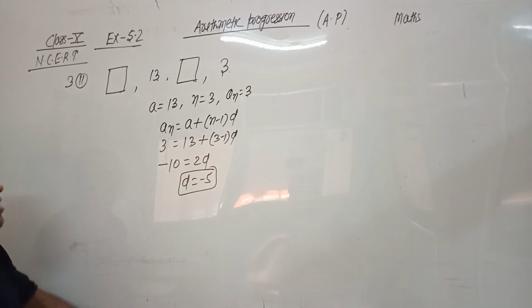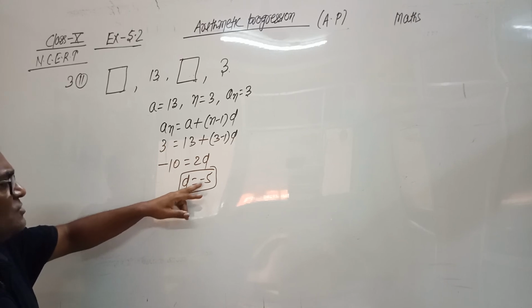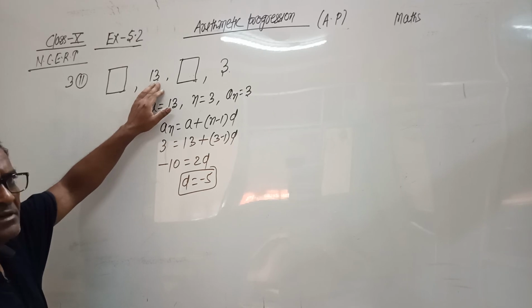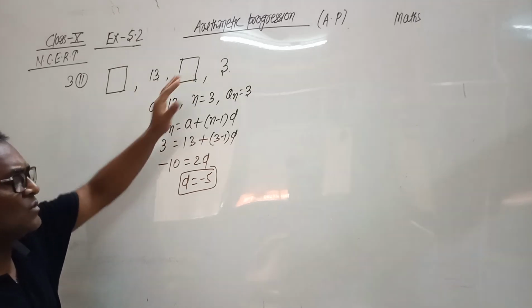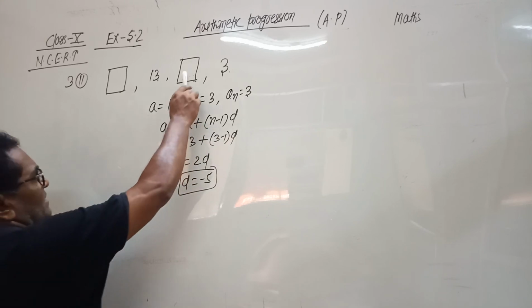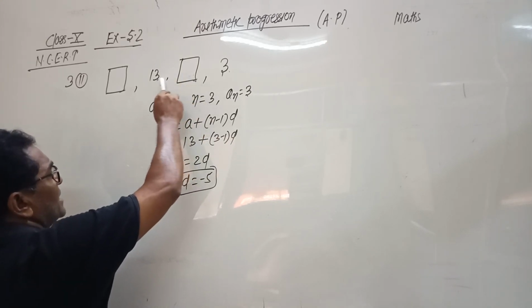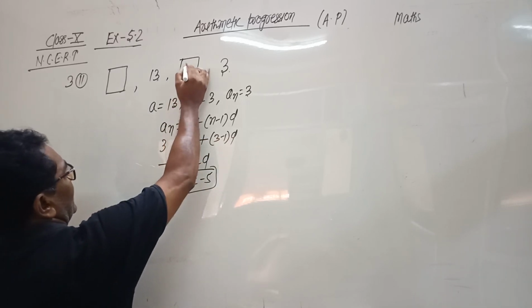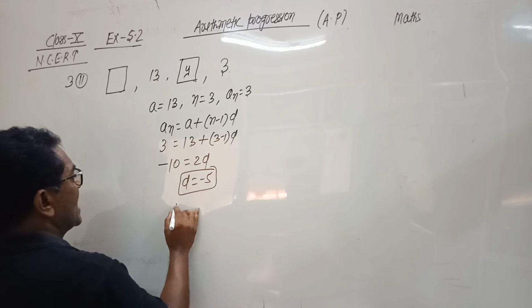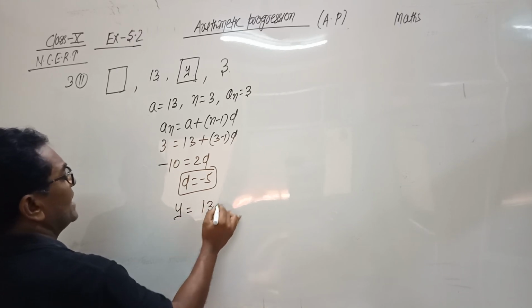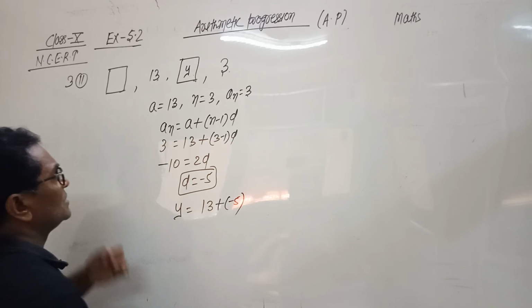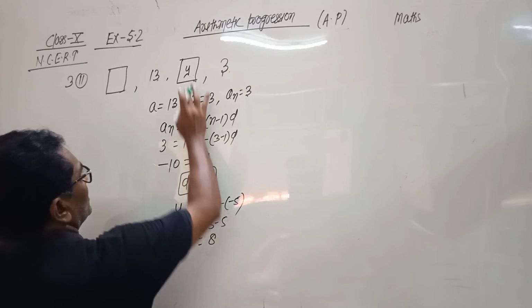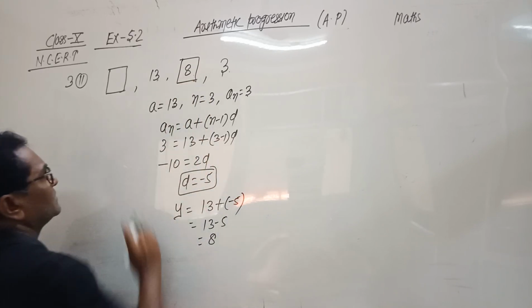Now, if the common difference is known, the common difference is -5 and the first term is 13, then what do we have to do for finding the second term? For finding the next term, we add the common difference to this term. Let it be y. So y is calculated by adding the common difference. So 13 minus 5, which is 8. So y we have calculated as 8.